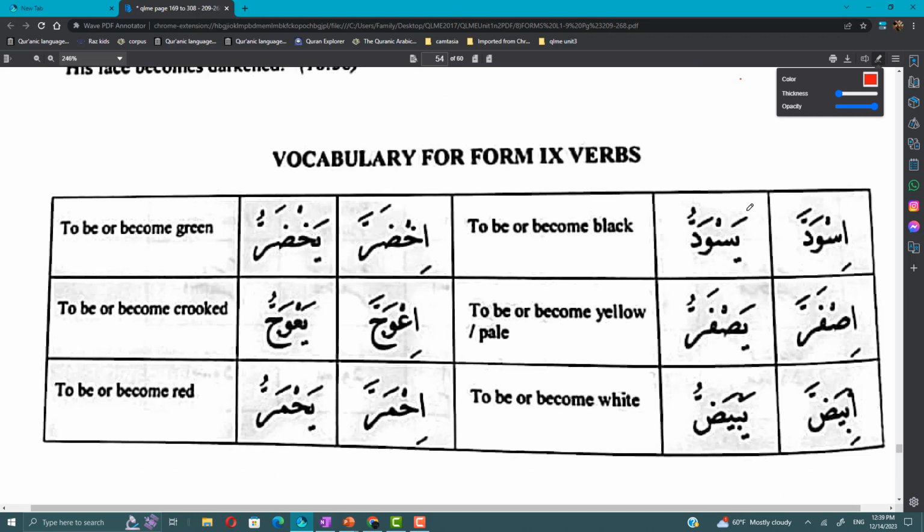Vocabulary for form 9 verbs: iswadda yaswaddu, to become black; isfarra yasfarru, to become yellow; ibyadda yabyaddu, to become white; ikhdarra yakhdarru, to become green; i'wajja ya'wajju, to become crooked; ihmarra yahmarru, to become red.